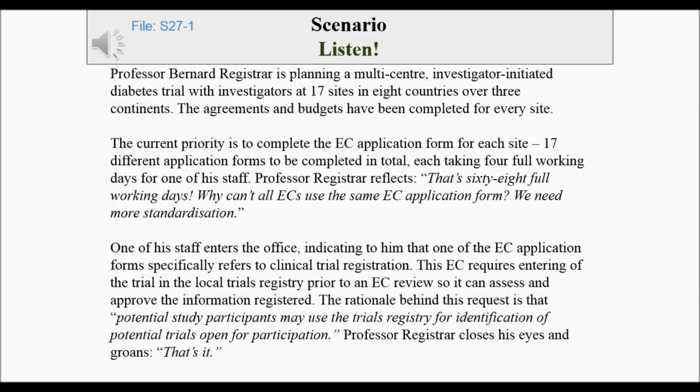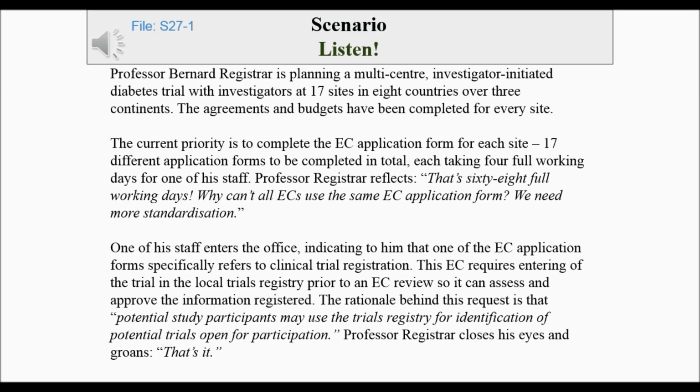Professor Bernard Registrar is planning a multi-center, investigator-initiated diabetes trial with investigators at 17 sites in 8 countries over 3 continents. The agreements and budgets have been completed for every site. The current priority is to complete the EC application form for each site.